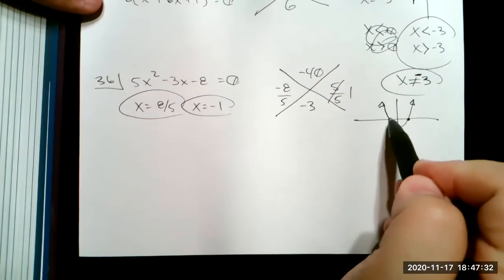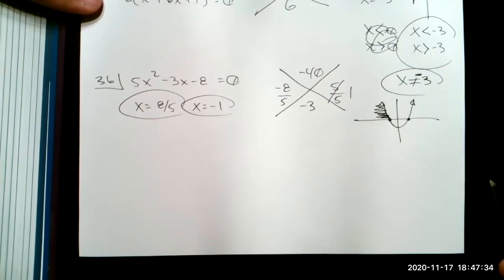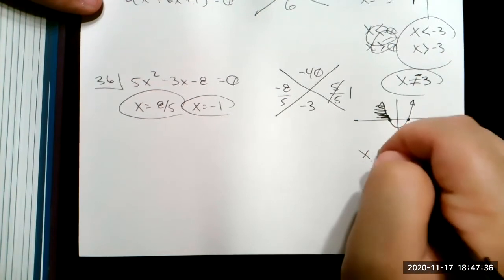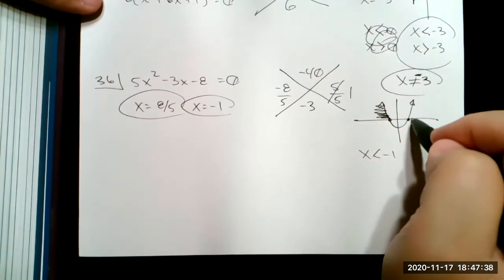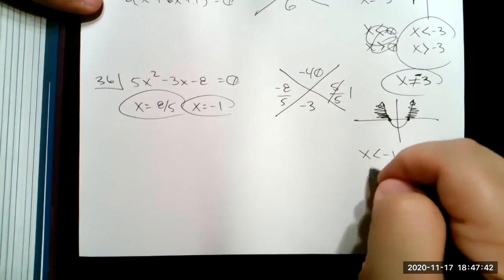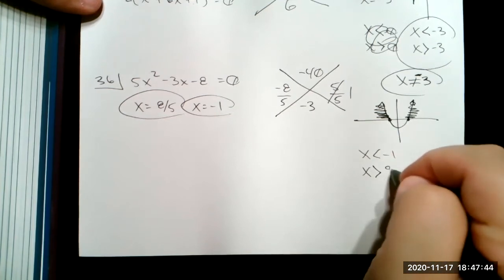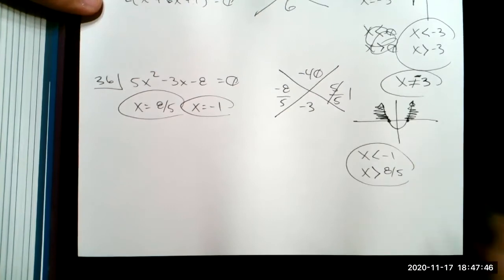Well, when x is less than -1. And then the other part, once you pass positive 8/5, that function is positive. So when x is greater than 8/5.